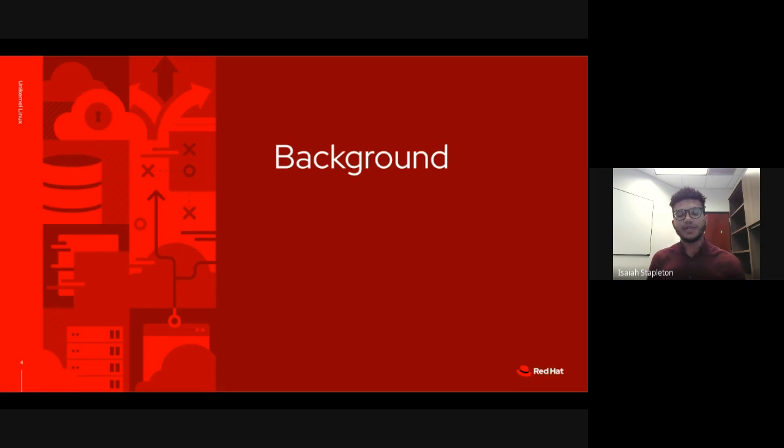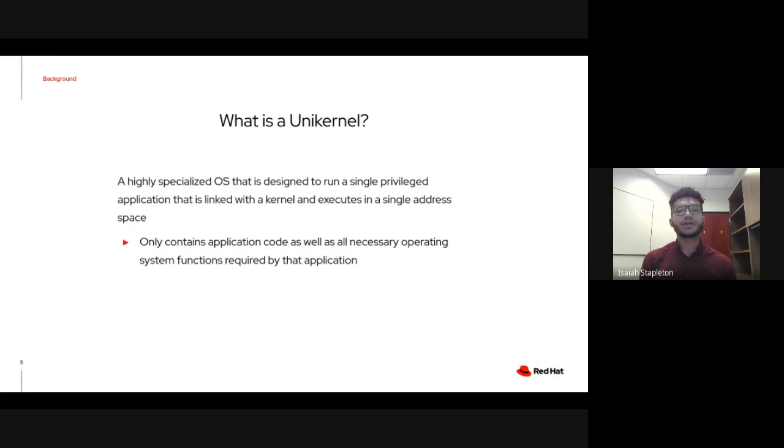So to understand the Unikernel Linux project, it's important to understand what a unikernel actually is itself. So what is a unikernel? A unikernel is essentially a highly specialized operating system that's designed to run a single privilege application that's linked with a kernel and executes in a single address space. It only contains application code as well as all necessary operating system functions required by that application. So in short, it's essentially just a highly specialized operating system designed to run one single application.